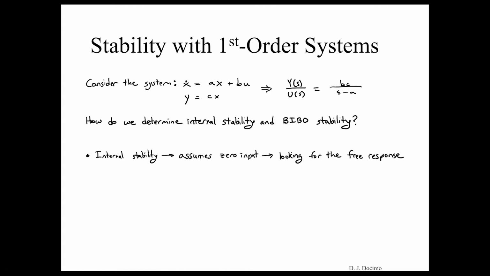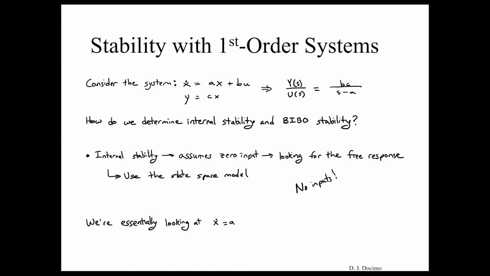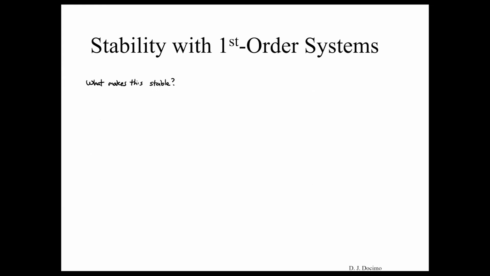Well, for internal stability, we're going to assume zero input. We're going to be looking for the free response. So let's use the state space model for this. And importantly to note, we need to know there are no inputs that we're looking at here. So we're essentially looking at x dot is equal to ax, or x is equal to our initial condition times exponential of at. How can this system be stable? So what makes it stable? It's stable if a is negative, right?